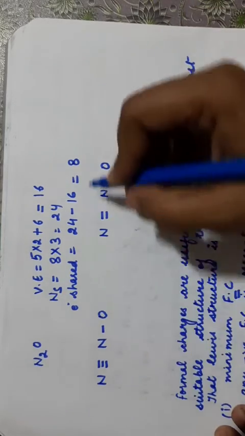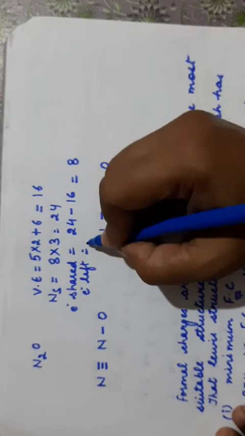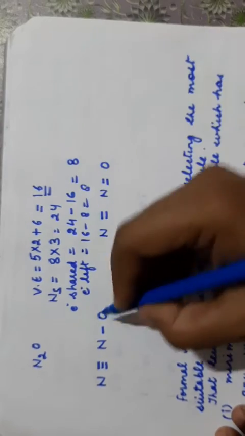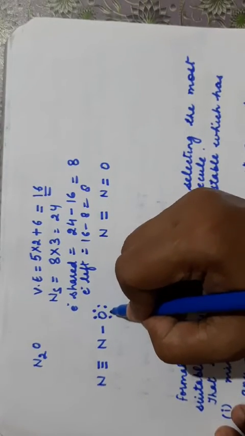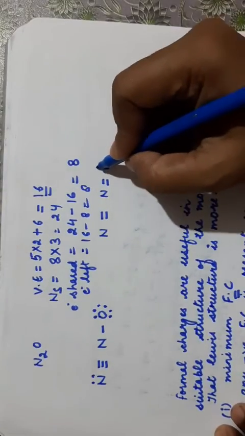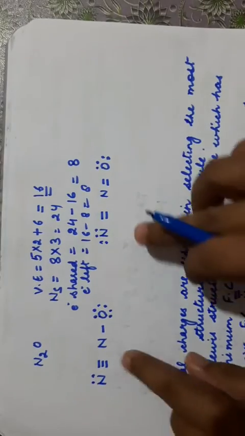Now how many electrons are left here? Actually we have shared 8 electrons, so how many are left? 16 total were there. 16 minus 8, 8 are left. Now 1 2 3 4 5 6 7 8. Clear? 1 2 3 4, 1 2 3 4. So these are the two structures.